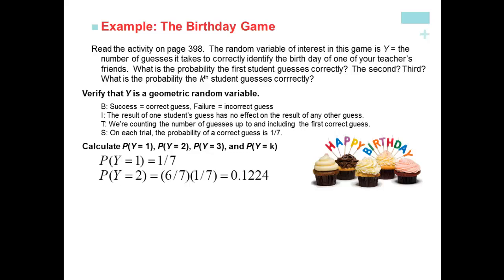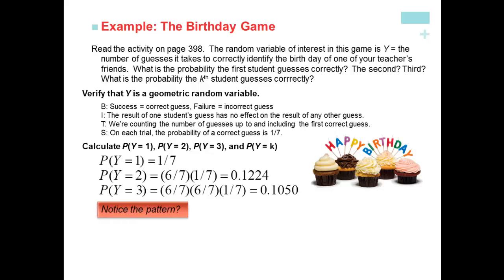For the third person to guess correctly, the first two would have to miss, meaning a 6 in 7 chance of missing, and then the third person would guess correctly, which would be 1 in 7, which would be 0.1050. For the kth person, you should notice a pattern here. The pattern is you're going to have one success, and then you're going to have n minus 1 failures, and you need to multiply those together.